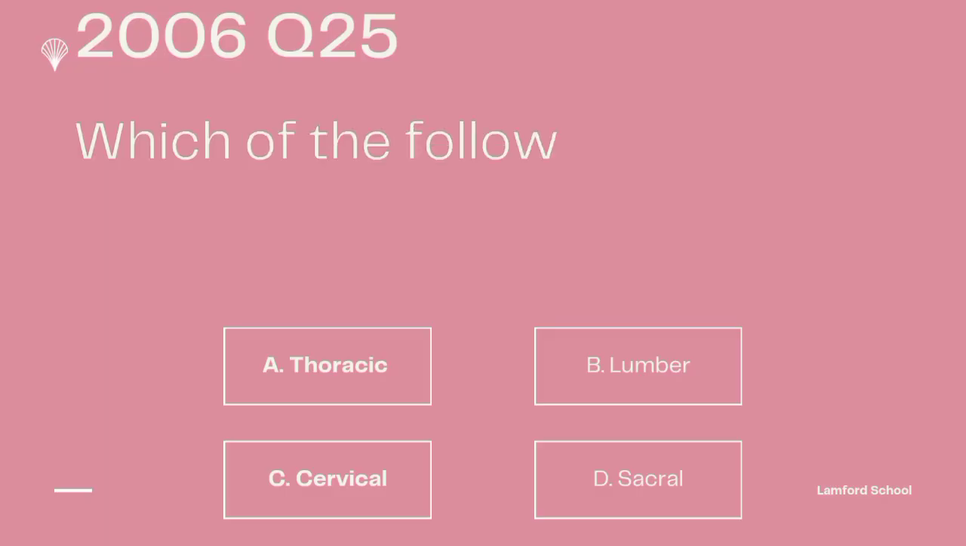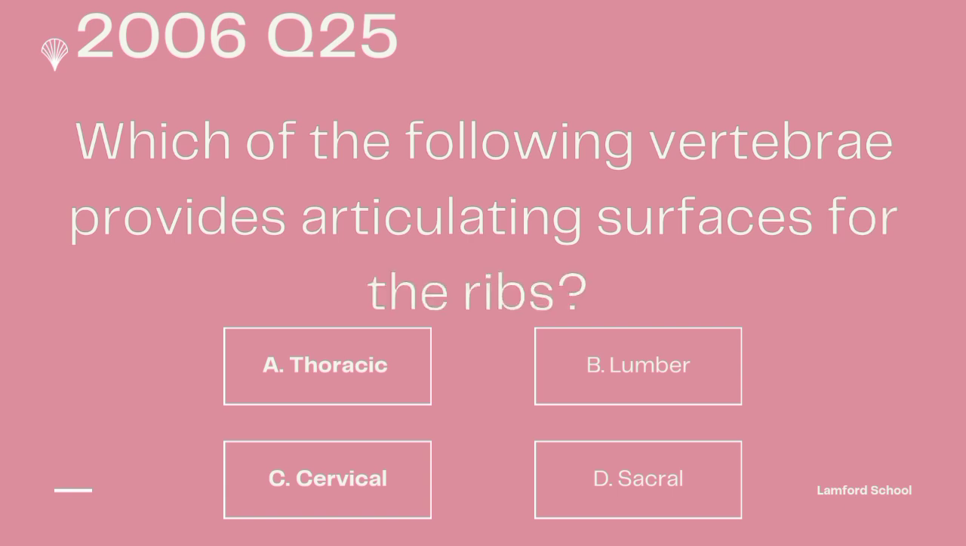The next question is question 25 from 2006, and it says, which of the following vertebrae provide articulating surface for the ribs? A. Thoracic, B. Lumbar, C. Cervical, and D. Sacral. What do you think the answer is?